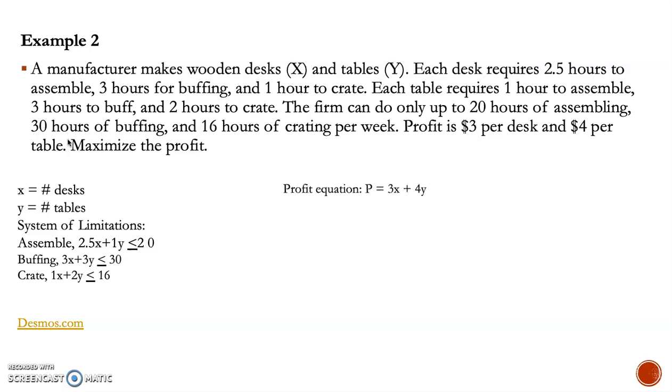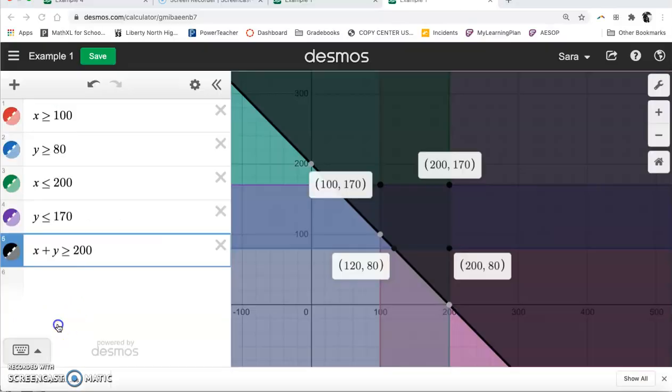So we're told that the profit is $3 per desk and $4 per table. So that will be our profit equation: 3x plus 4y. And now go to Desmos and let's graph this on Desmos.